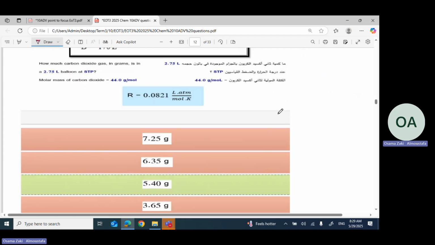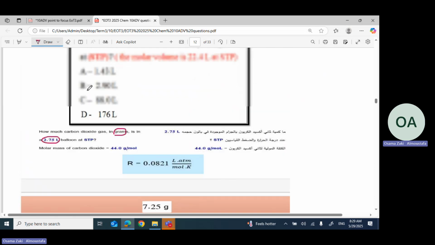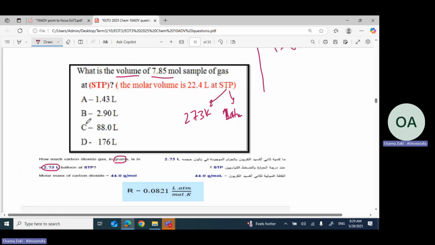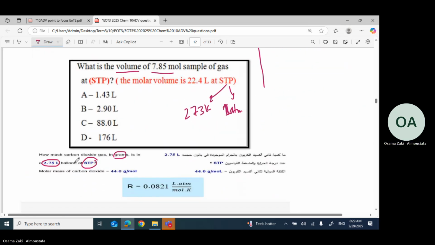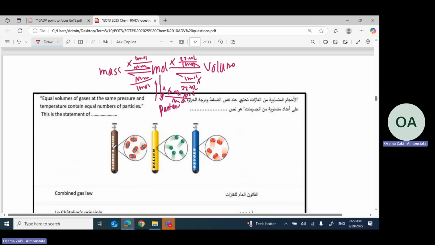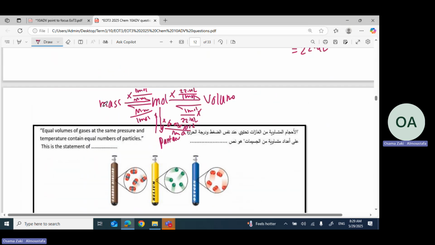Here, how much carbon in grams? What do you have? We have the liter, right? So we have the volume at STP. But by the way, you have to be careful. We have STP, so you cannot use this conversion factor if the conditions are not STP. We have the volume. We need to convert it to mass.